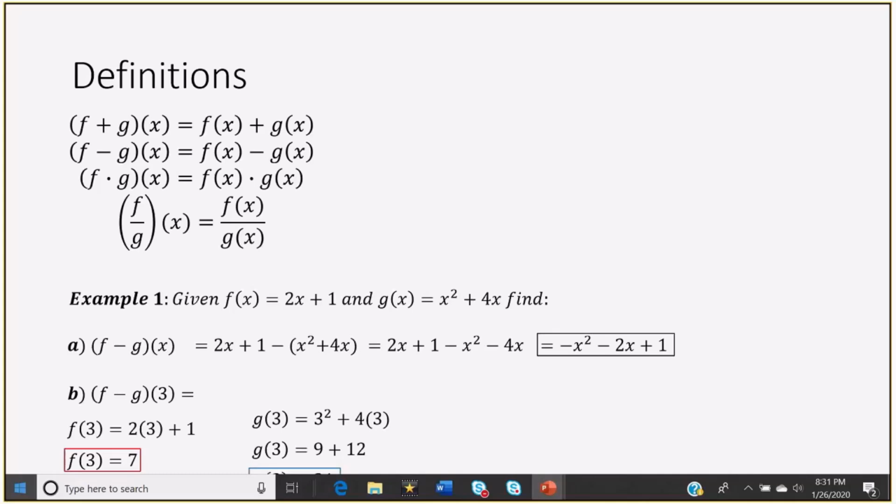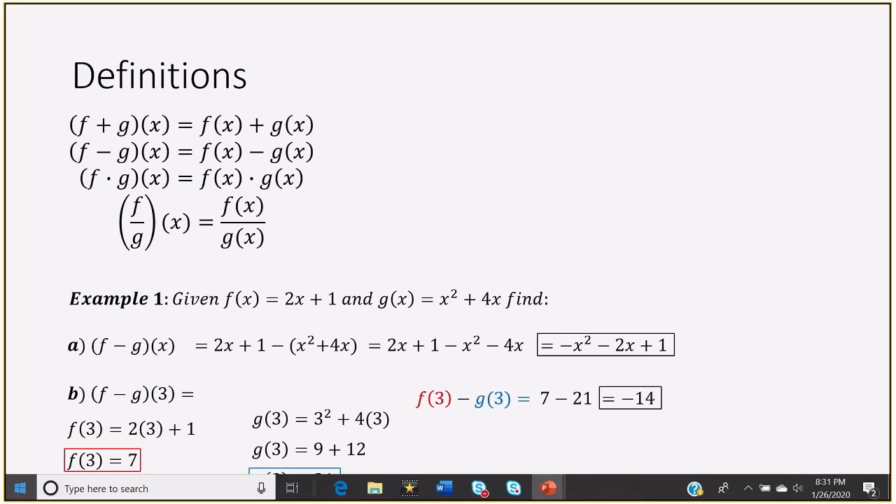And now I just take those individual pieces and subtract them. F minus g of 3 is the same thing as f of 3 minus g of 3. I have both of those values, 7 minus 21, and I get negative 14.